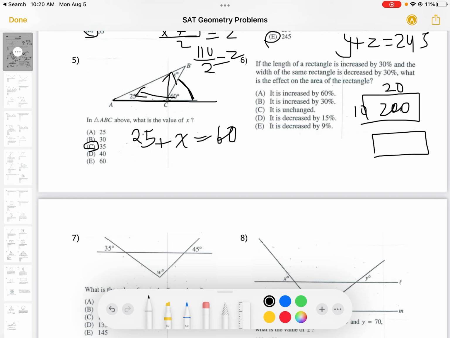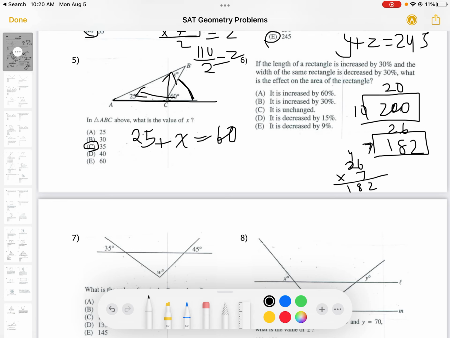And what are they telling us? They're telling us if the length of the rectangle is increased by 30%, so 20 becomes 26, and then the width of the same rectangle is decreased by 30%, so 10 becomes 7, and then what's the area? We multiply, let's see. Okay, 26 times 7 is 182. So the area is now 182.